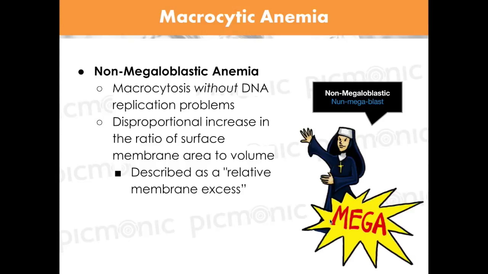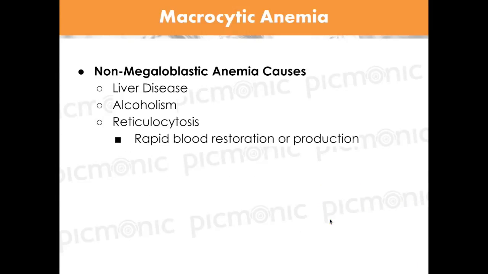So if I ask you, macrocytic anemia, what's the fault? What's the big picture problem? DNA synthesis. Okay. So we talked about what causes a megaloblastic, so immature, big, right? And here we also have non-megaloblastic anemias, and they're still macrocytic. They have big cells, but they have mature DNA. So you have macrocytosis without DNA replication problems.